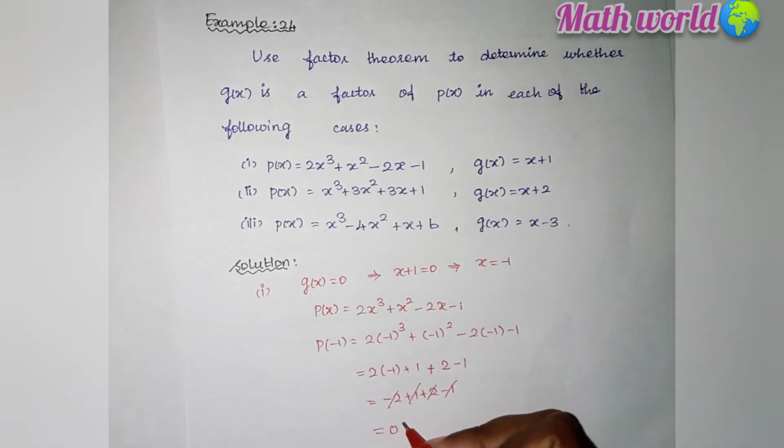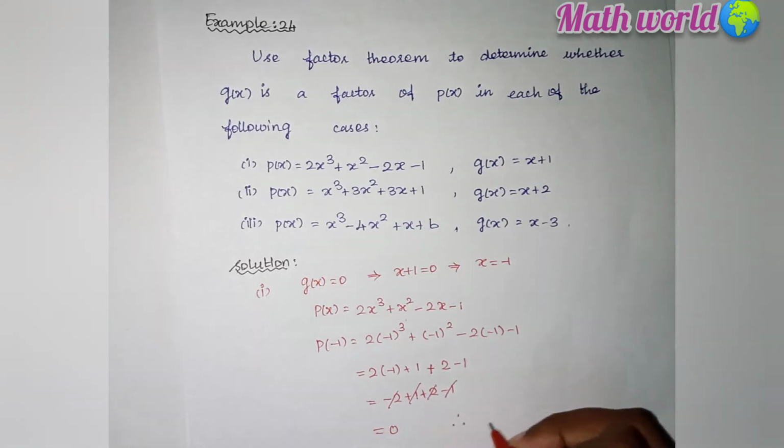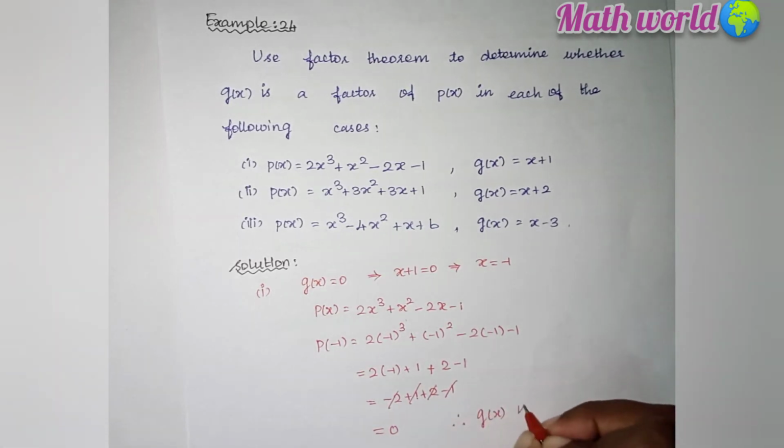When I got this answer as 0, I can tell g of x is a factor of p of x.